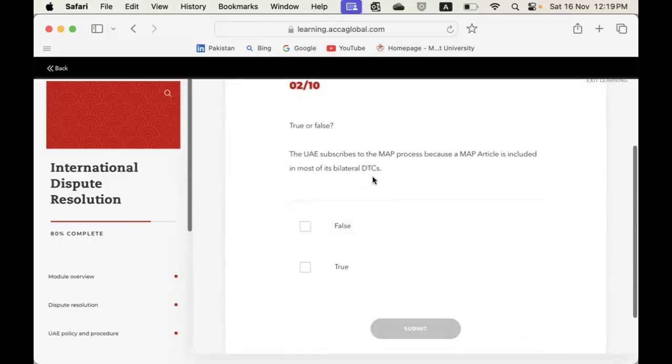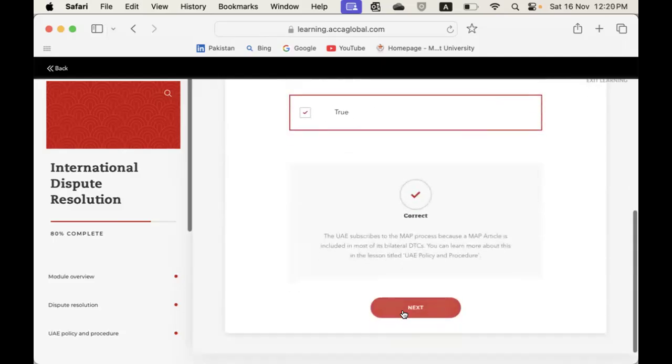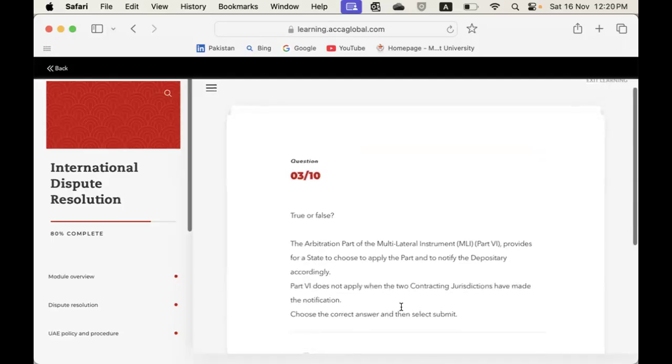True or false? The UAE subscribes to the mutual agreement procedure process because a MAP article is included in most of its bilateral DTCs. True or false? Oh, true. True.